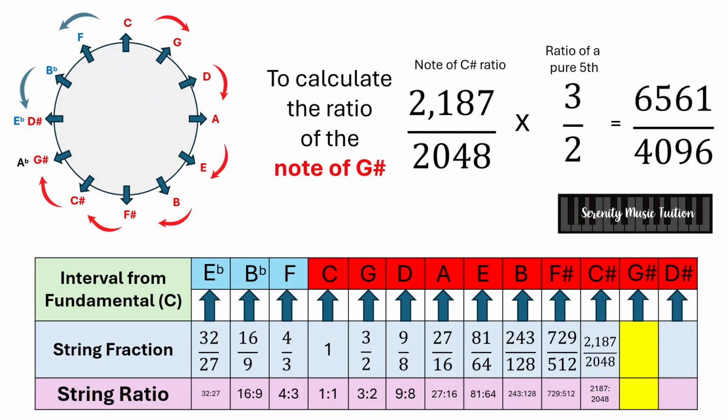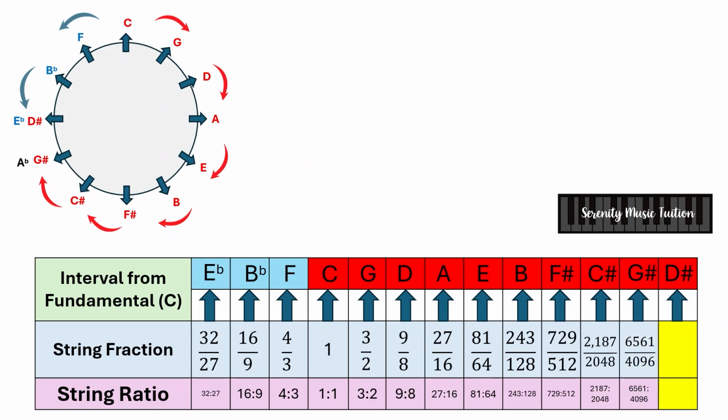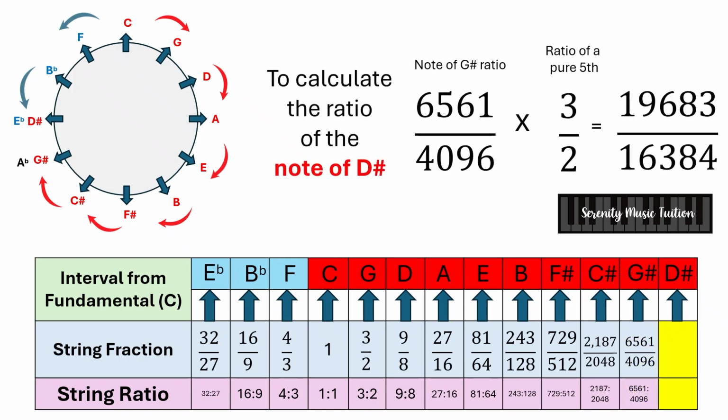To calculate the string ratio which will produce the note of G sharp, we need to take the ratio of the previous note of C sharp and multiply it by the ratio of a pure fifth, which is 3/2. This gives us an interval fraction of 6561 over 4096, which lies between 1 and 2, so let's add it to the table. To calculate the string ratio which will produce the note of D sharp, we need to take the ratio of the previous note of G sharp and multiply it by the ratio of a pure fifth, which is 3/2. This gives us an interval fraction of 19,683 over 16,384, which lies between 1 and 2, so let's add it to the table.